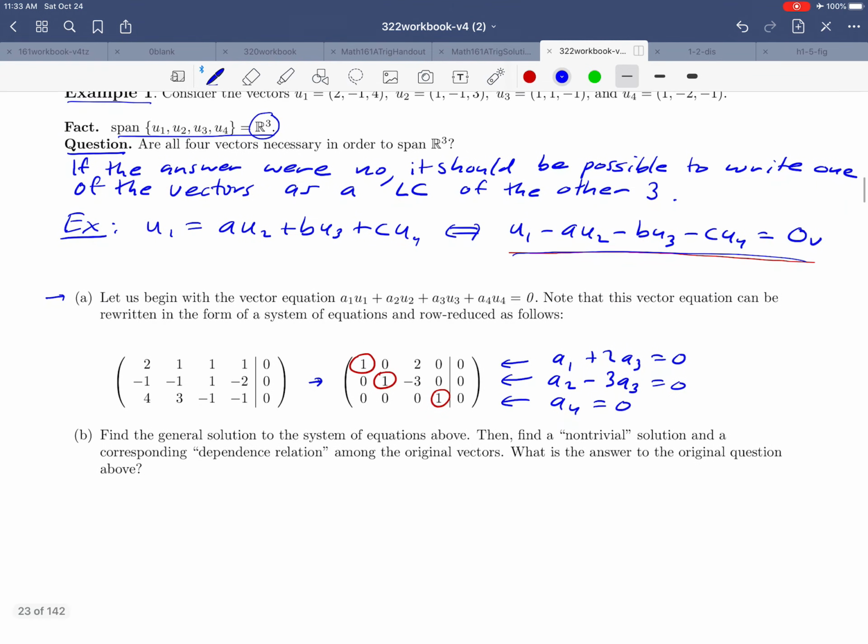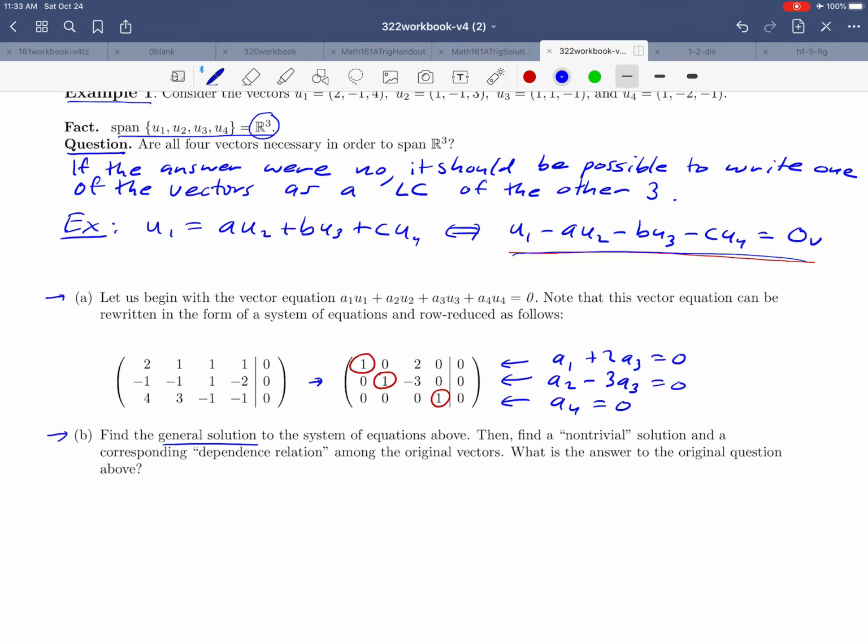Okay, and what we want to do, taking those observations and pulling them together, is to find the general solution of the system of equations above. Okay, and then let's just tackle that first sentence. They're kind of asking us first. They're asking us a lot of things in part B.